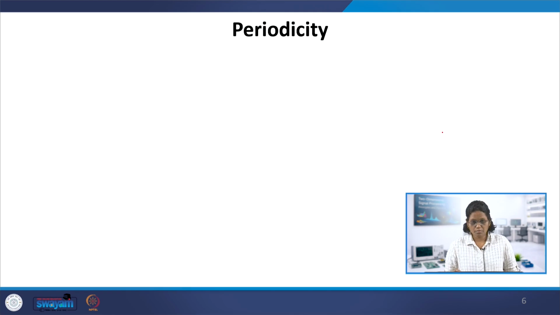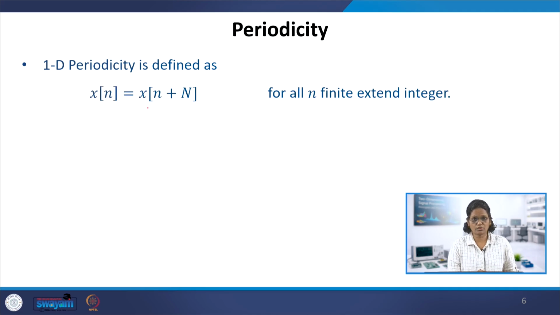Now coming to the periodicity of the 2D sequences, we have learned the 1D periodicity as x of n equal to x of n plus N. So a signal is said to be periodic, it has a fundamental period, when x of n equals x of n plus N, and that N is the fundamental period. So the N is a finite integer here.